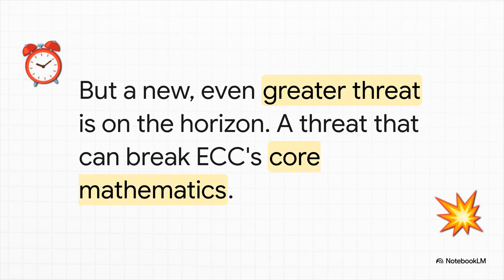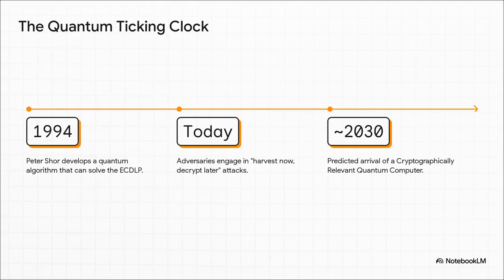A threat that doesn't care about sloppy programming, because it attacks the very mathematical heart that makes ECC strong in the first place. I am talking, of course, about quantum computers. The clock really started ticking way back in 1994, when a mathematician named Peter Shor figured out that a theoretical quantum computer could solve that impossible ECDLP problem easily.